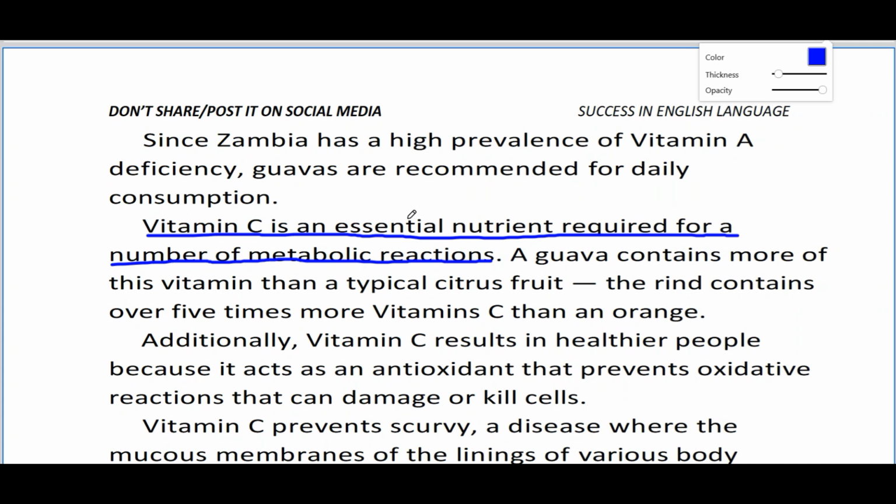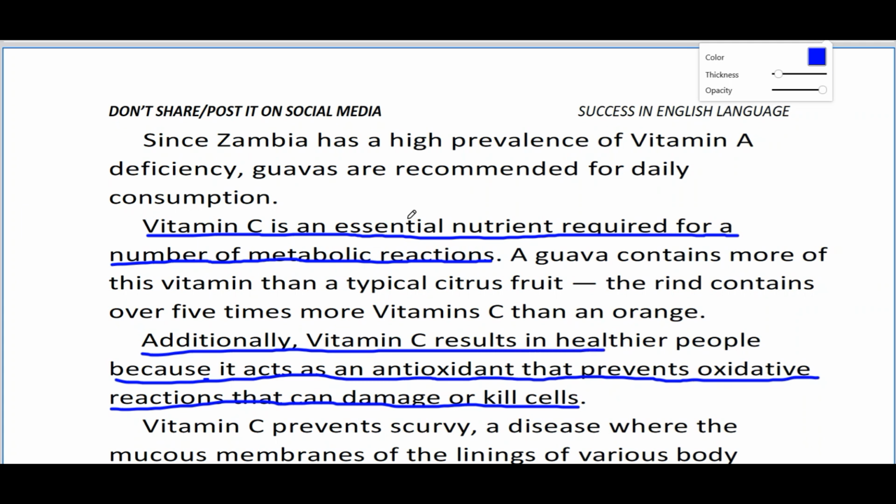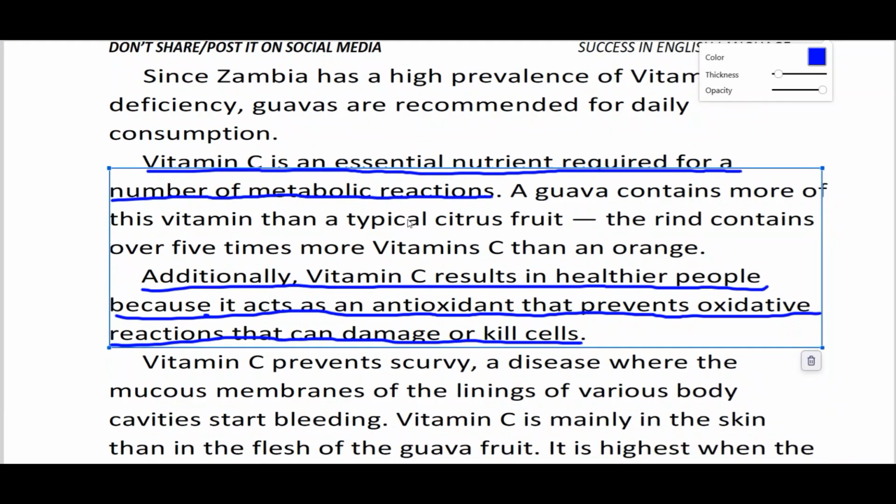The rind contains over 5 times more vitamin C than an orange. So we're still comparing. Additionally, vitamin C results in healthier people because it acts as an antioxidant that prevents oxidative reactions that can damage or kill cells. So another point here. As you can see, the reason why it seems easy to get a point is because I've understood the question. So number one, make sure you understand what the question is requiring you to do. So let's check more.